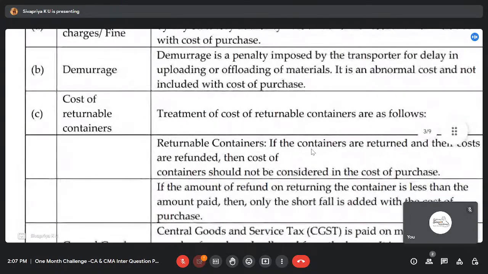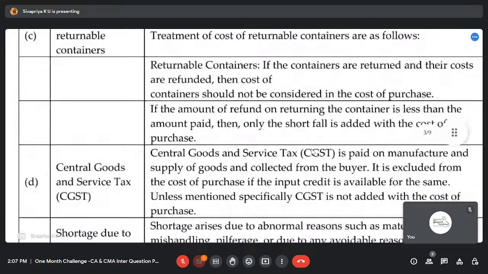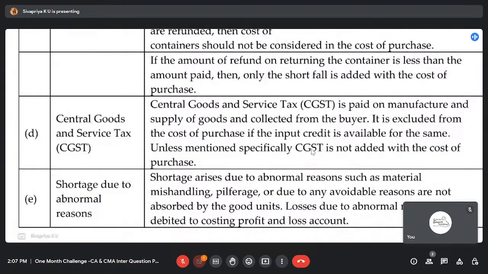Cost of returnable containers. If the containers are returned and the cost is refunded, then the cost of container should not be considered. Otherwise it should be added. CGST. So this is paid on the manufacture and supply of the goods and collected from the buyer. Generally it is excluded from the purchase cost if the input credit is available for the same. So unless specifically mentioned, CGST is not added with the cost of purchase. Shortage due to abnormal reasons. So abnormal reasons we should not include in the cost of purchase.